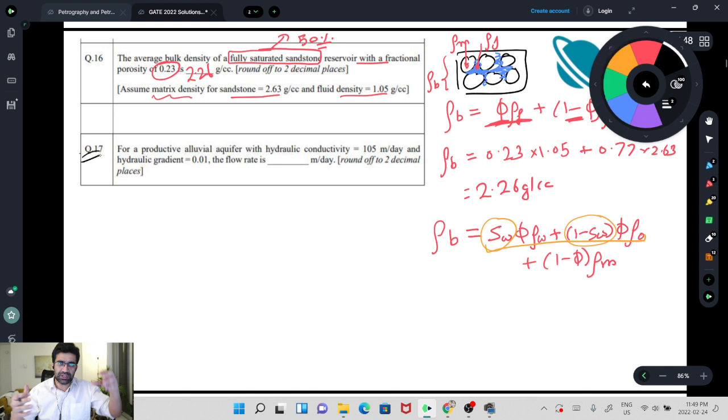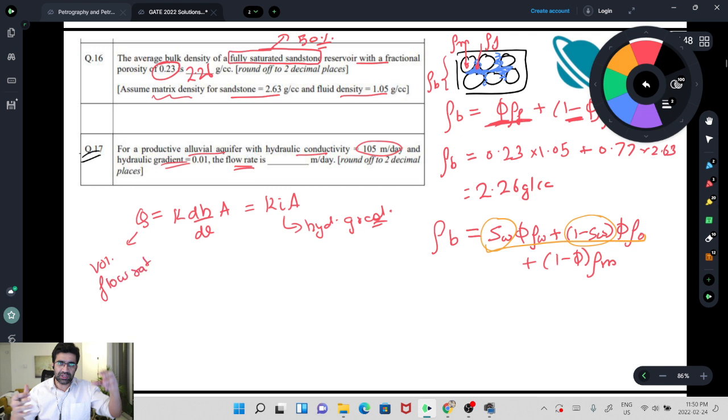Okay, question number 17. For a productive alluvial aquifer with hydraulic conductivity 105 meter per day and hydraulic gradient 0.1, the flow rate is, so this one is very simple. Okay, so Darcy's law you have studied, Q equals K dH by dL into area, sometimes also written as KIA, where I is hydraulic gradient. Okay, but here this is the volumetric flow rate in meter cube per day, for example, or meter cube per second, whatever units you want to keep. Okay, so it will be volume per unit time.